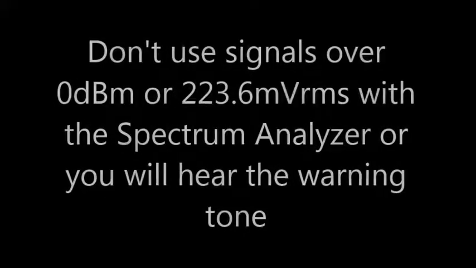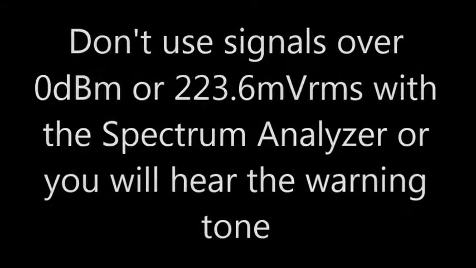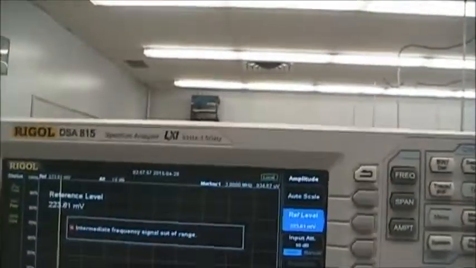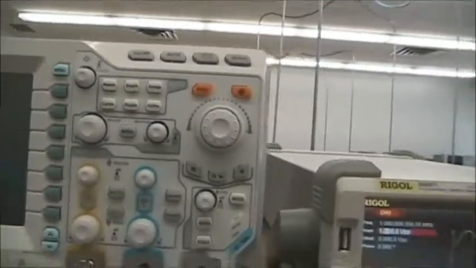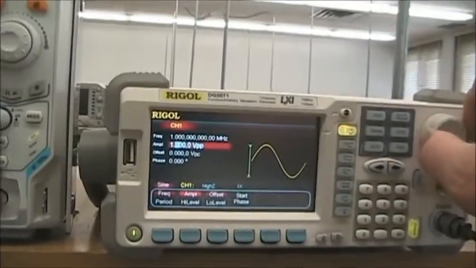Now be careful not to increase the signal level too large. We hear the tone from the spectrum analyzer, which tells us that the signal level is too large. When you hear that tone, immediately disconnect or reduce your signal level.